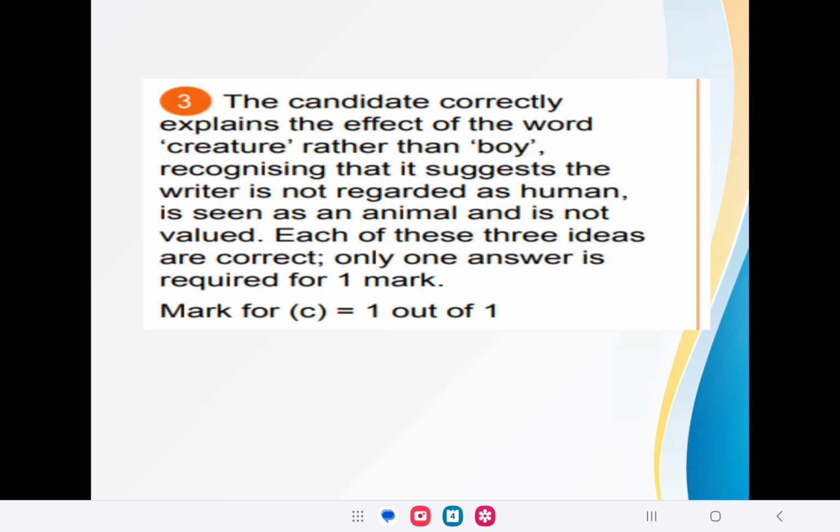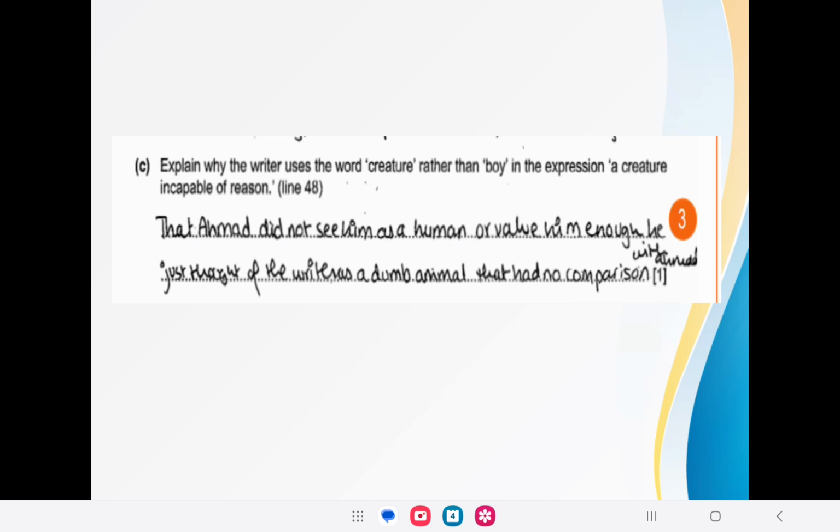So the examiner is saying that here he has seen that Ahmed did not see him as human. That's why he wrote the word creature there. Even if he had written just this much, the answer was correct. There's no need for a longer explanation. Only that Ahmed did not see him as a human, that answer is correct. Or did not value him enough, he just thought the writer was a dumb animal, that answer is also correct. He had no comparison with a human.